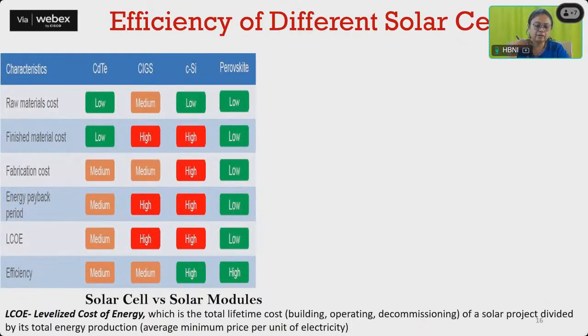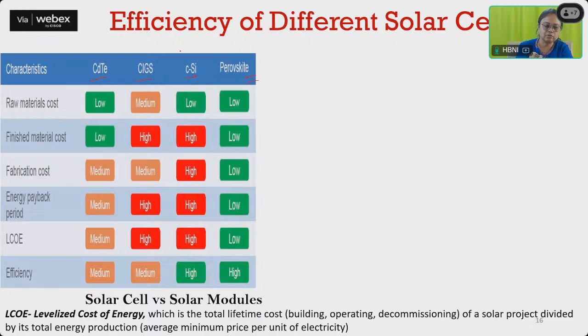Before going into that, we should know the efficiency and different characteristics of these different kinds of solar cells. So we are comparing single crystal silicon, cadmium telluride, CIGS, copper indium gallium selenide, and perovskite.